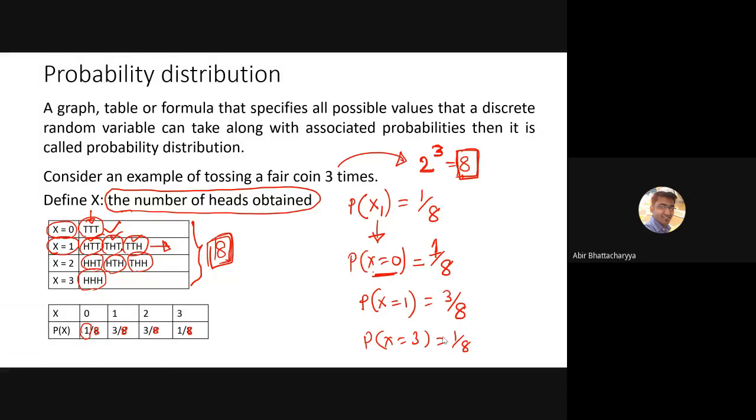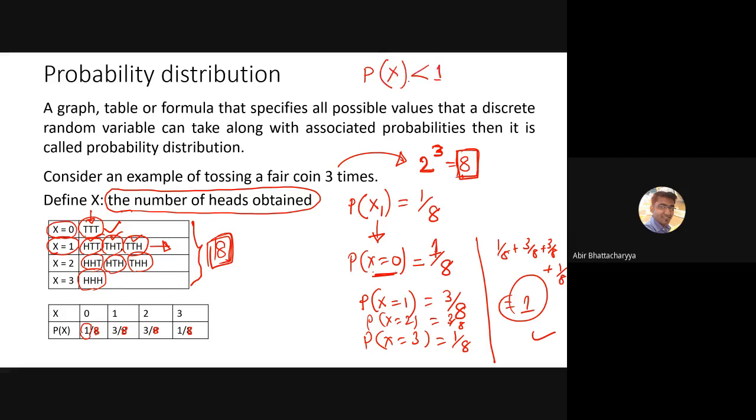If I add all of them, interestingly, we'll get 1: 1 by 8 plus 3 by 8 plus 3 by 8 plus 1 by 8. We'll get 1 only. And remember, the probability value of any random variable is always at most 1 and at least 0. Not greater than 1, nor less than 0.